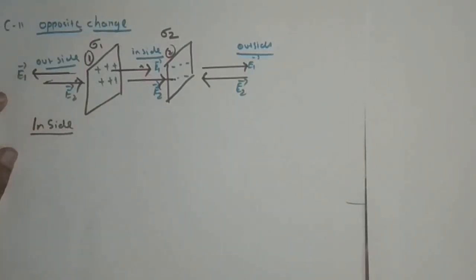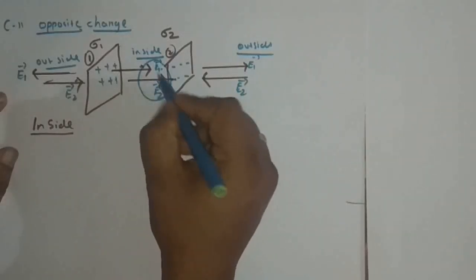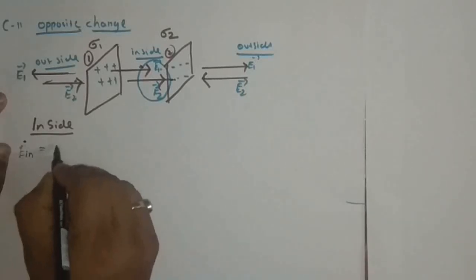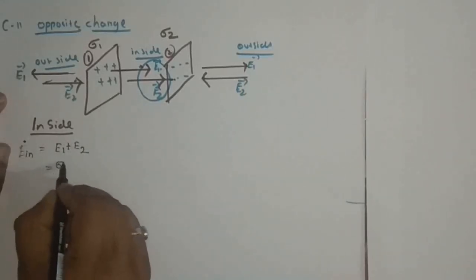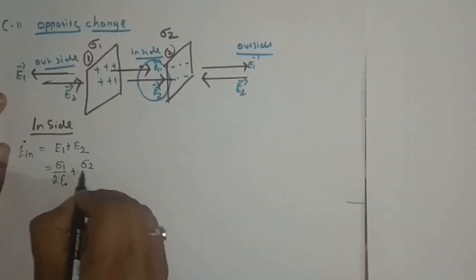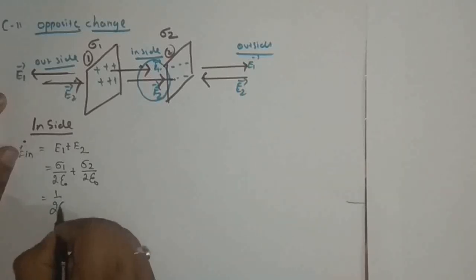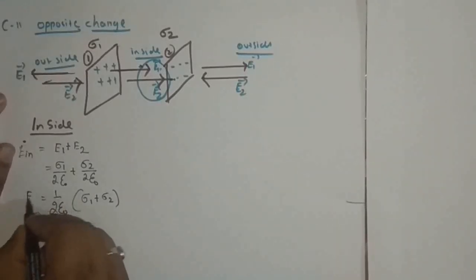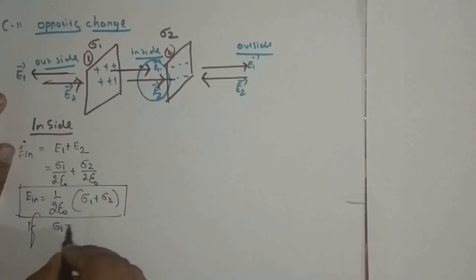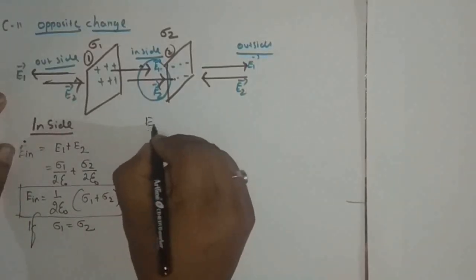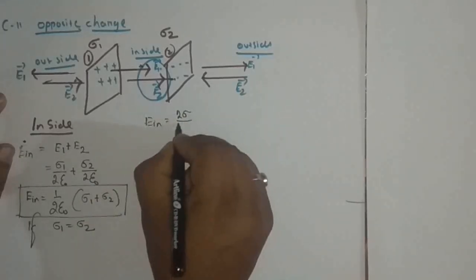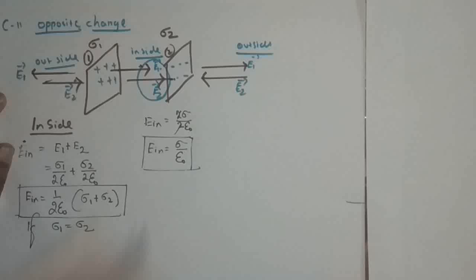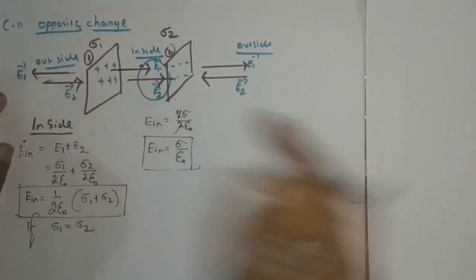If I go for inside, you observe the same thing: the net electric field will be added. So I will write the inside electric field will be E1 plus E2, sigma 1 by 2 epsilon naught plus sigma 2 by 2 epsilon naught, so 1 by 2 epsilon naught times sigma 1 plus sigma 2. This is the general case for inside, and if sigma 1 equals sigma 2, then the net inside will be 2 sigma by 2 epsilon naught, or sigma by epsilon naught. Obviously the direction will be towards the second sheet.